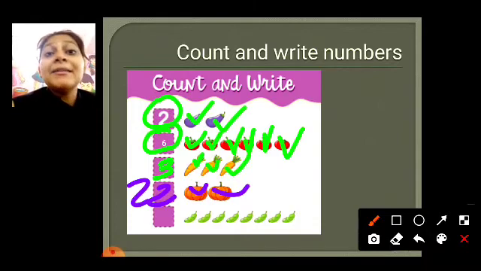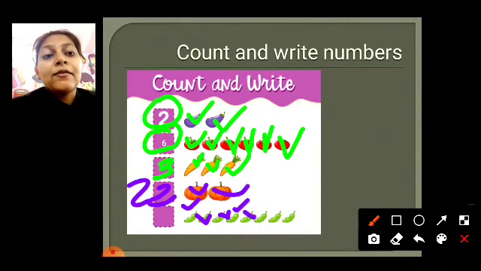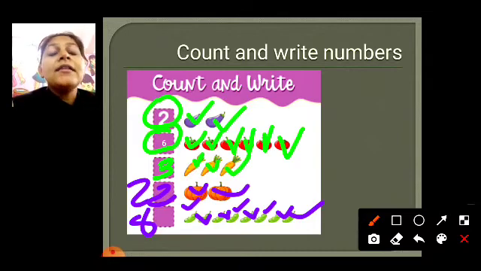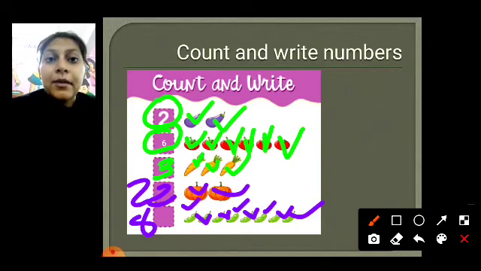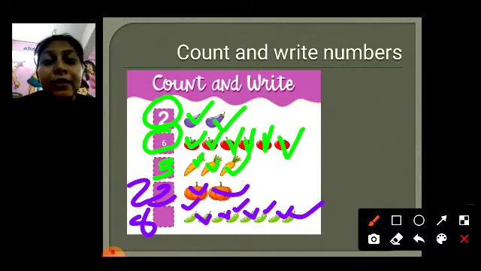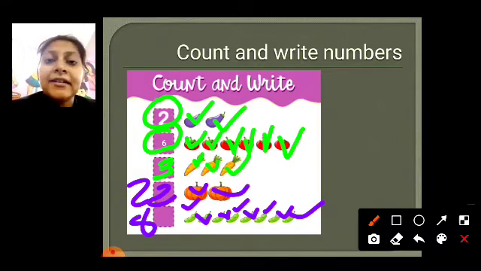And here are the peas. 1, 2, 3, 4, 5, 6, 7, 8. So here you have to write 8. So when the question is like that, count and write the numbers, then you have to count the given things or shapes and then tick the right number, right? Let's see.